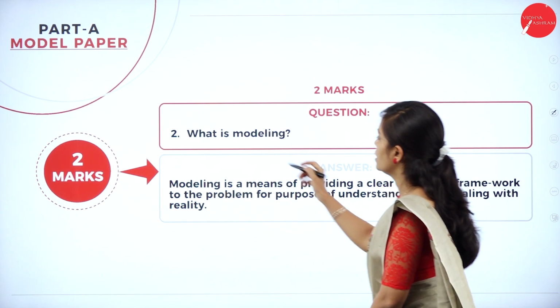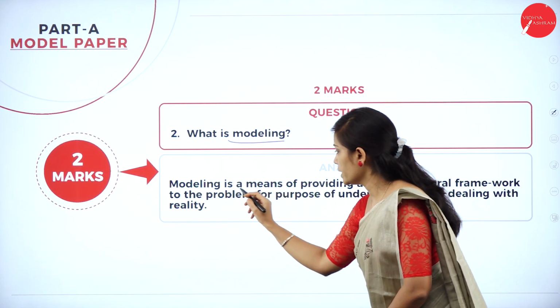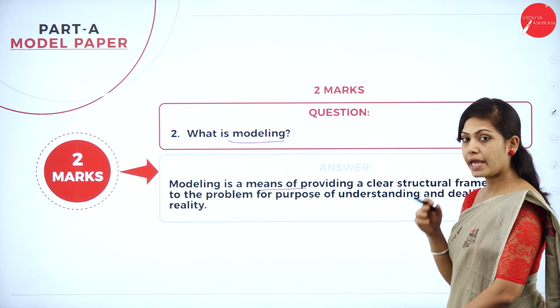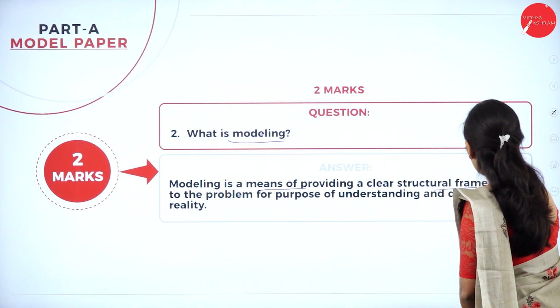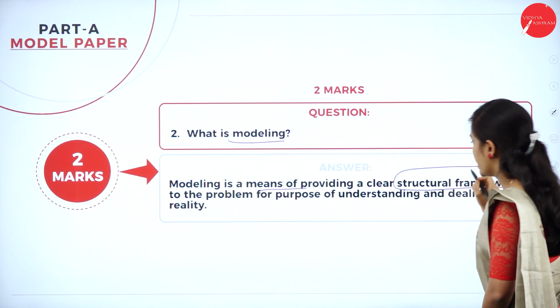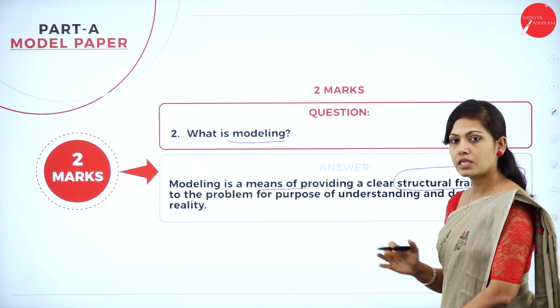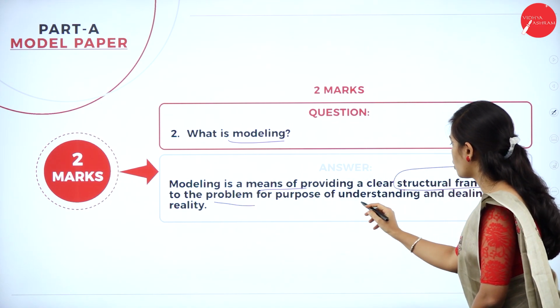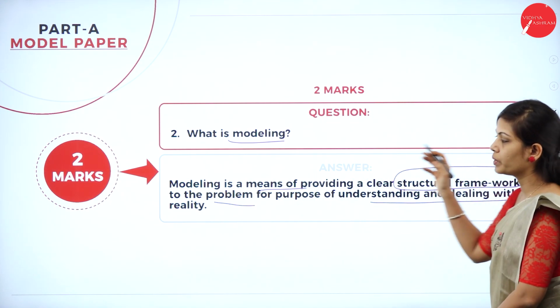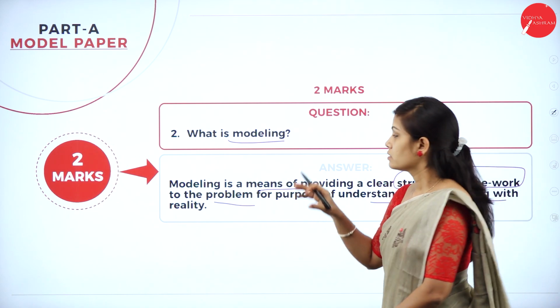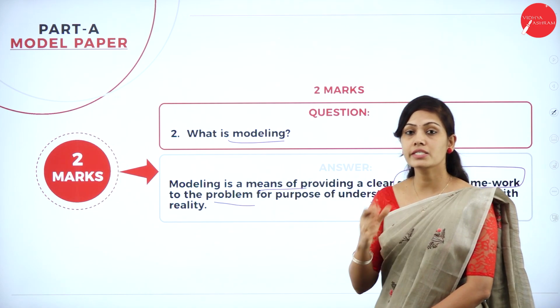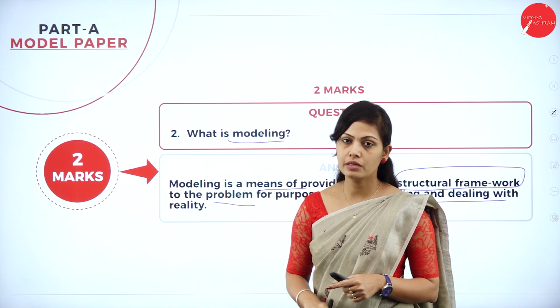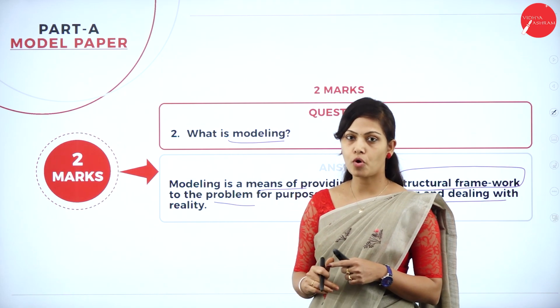And the next one, what is modeling? Modeling is a means of providing a structural framework, a clear structural framework to the problem for the purpose of understanding and dealing with reality. So modeling means a clear structure or framework. Clear? The technique is called modeling.